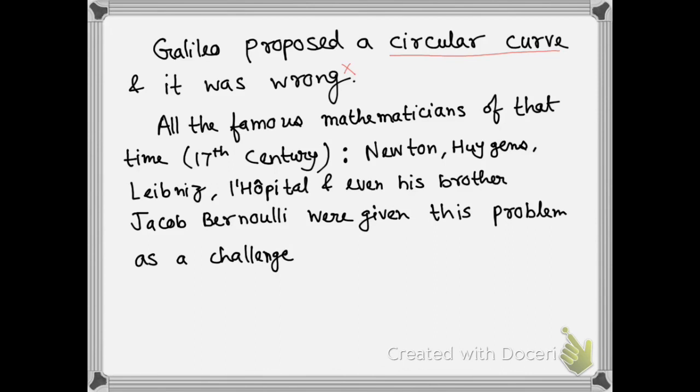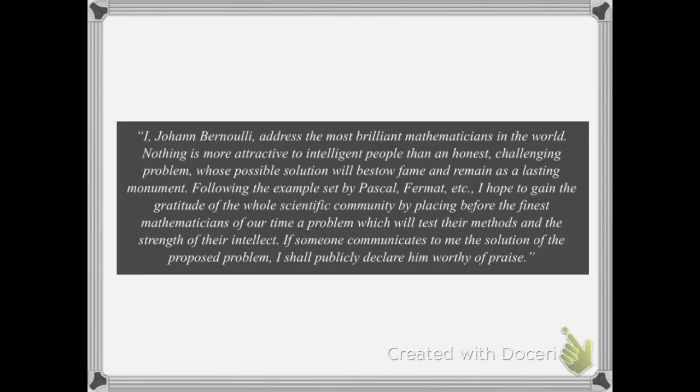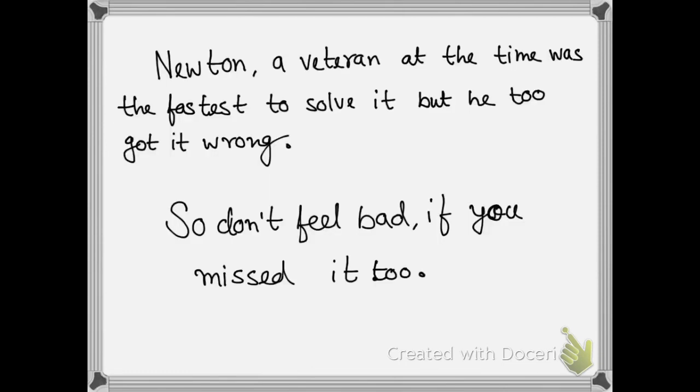So Johann Bernoulli wanted to challenge all the popular mathematicians of the world, and he wanted to know who was going to solve this. You can see he addressed the most brilliant mathematicians in the world. By the time, Newton was a veteran, kind of retired from all these physics and mathematics problems, but still he was intrigued. He was annoyed that, oh, how dare someone challenge me, I'm superior to them all. But still he worked day and night, and he was the first to solve this problem.